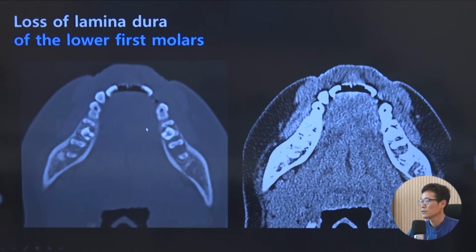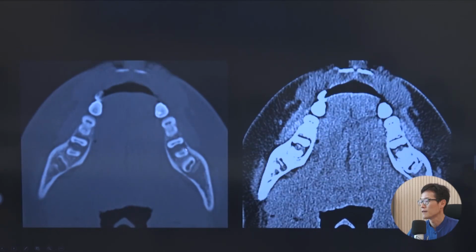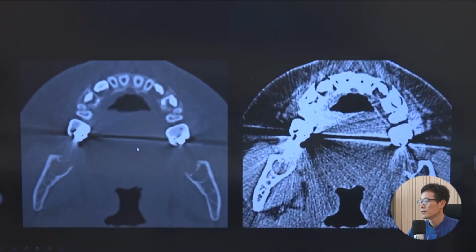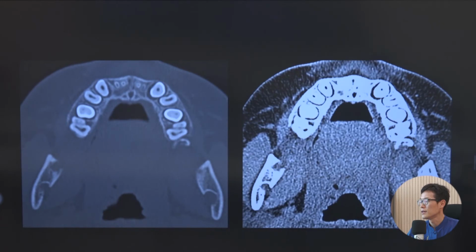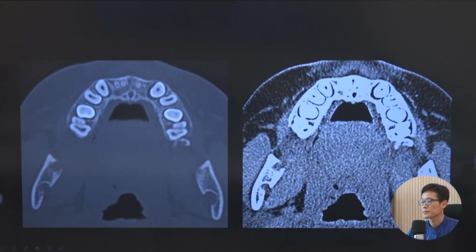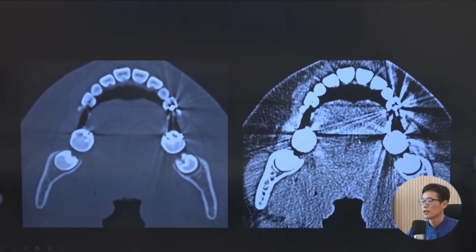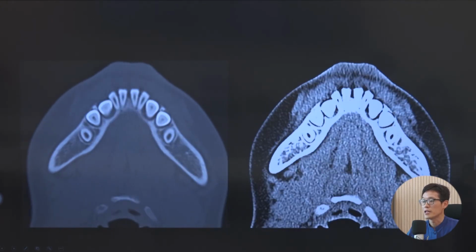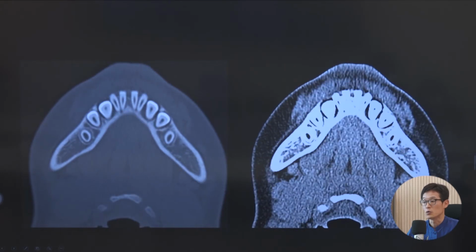We can see loss of lamina dura of the lower first molars. But there is no evidence of apparent pathologic bone change. Let's look at the CT images with soft tissue window on the right side. Can you see the high attenuation in the bone marrow space? Is this a normal finding? No.